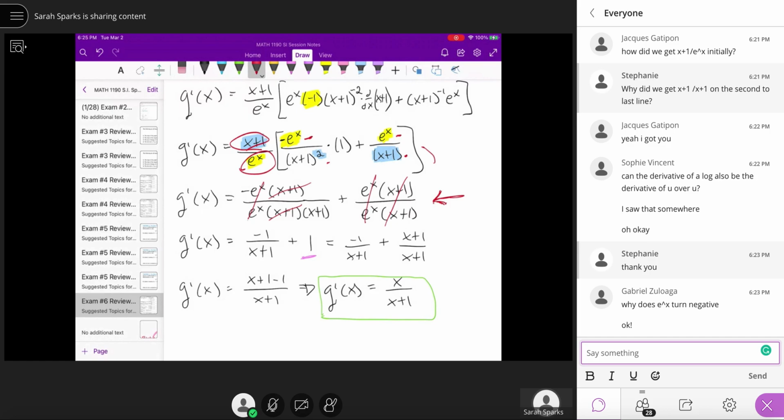So this e to the x and that e to the x will cancel out. This x plus 1 and that x plus 1 will cancel out. We're still left with 1 over x plus 1 there. And then this e to the x cancels out, and this x plus 1 cancels out. If everything on the top is equal to everything on the bottom of a fraction, that fraction is just equal to 1, which is how I got that 1 right there. Oh, okay. And then we're just left with that 1 over x plus 1 and the negative sign in the first fraction. Oh, okay. Thank you. Yeah, no problem.